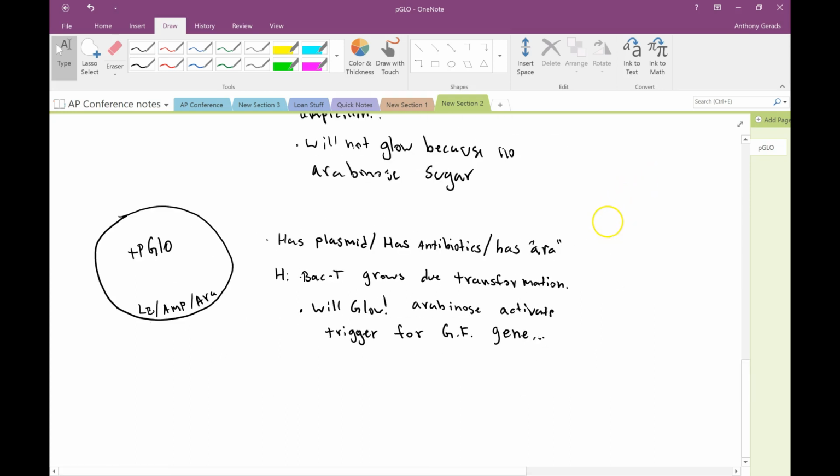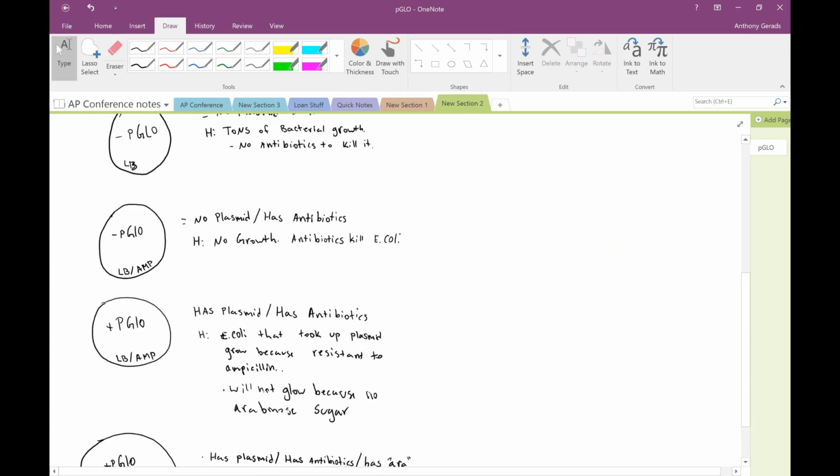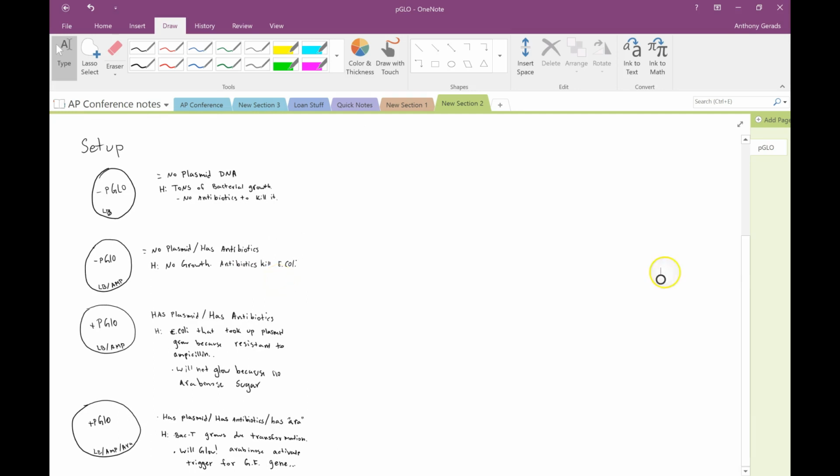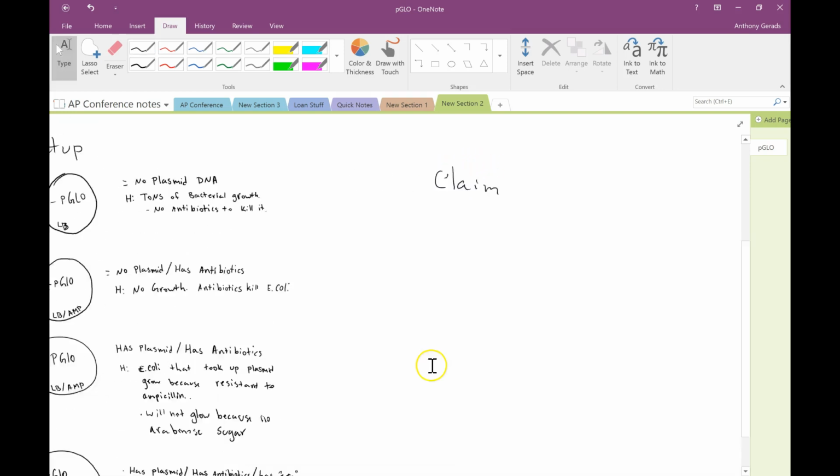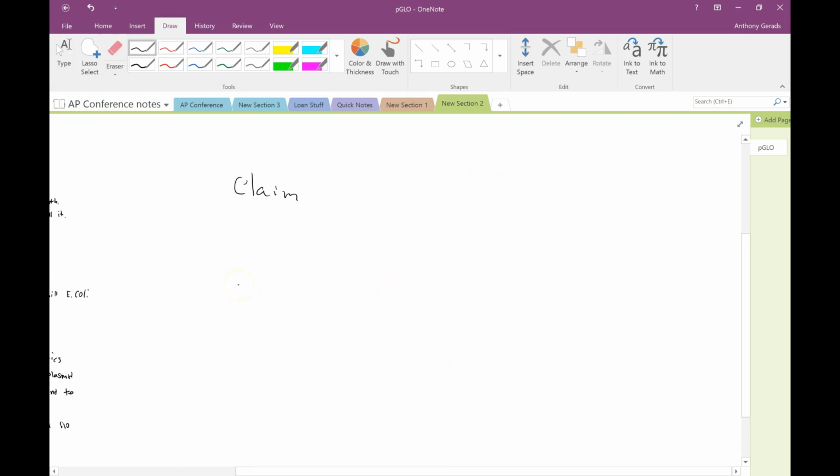It's sweet. All right, so now we got to look at this. When we do a claim evidence reasoning, let's say our big claim that we're going to make is E. coli bacteria successfully underwent transformation.